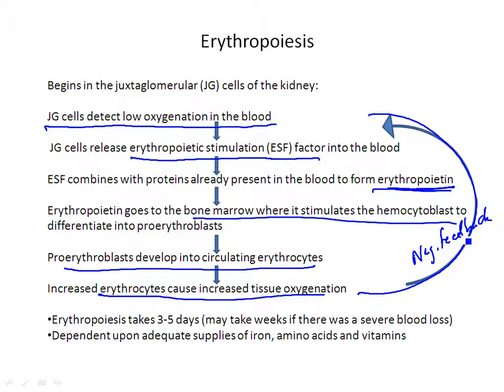One thing you also need to keep in mind is that your red blood cell production, or your erythropoiesis, whatever you want to call it, is also going to be dependent upon the precursors that you need to make it. So you're going to have iron, amino acids, and certain vitamins that are required to make red blood cells.